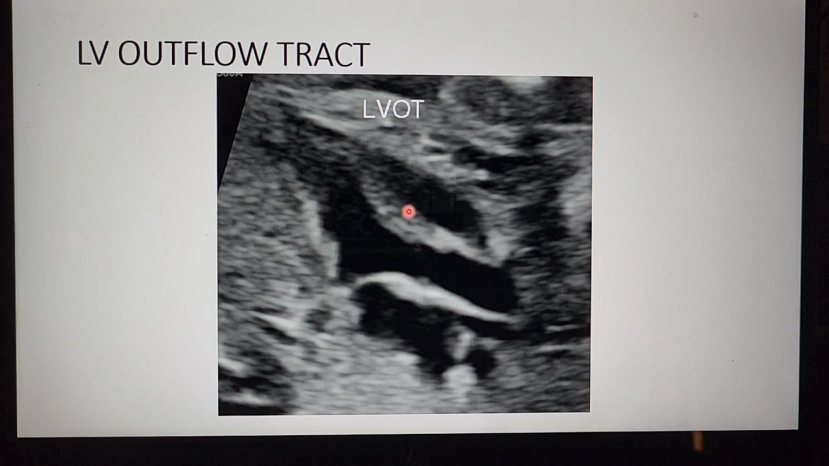Now we have the LVOT view. That's the LA, that is the mitral valve, that is the LV. From the LV we get the LVOT or aorta. You can see that this is the interventricular septum. The interventricular septum is in continuity with the anterior wall of the aorta. The mitral valve is in continuity with the posterior wall of the aorta.